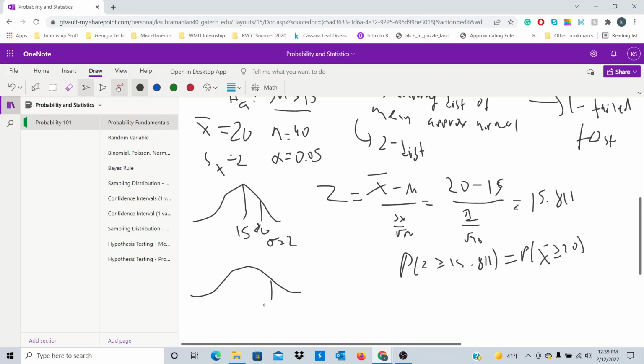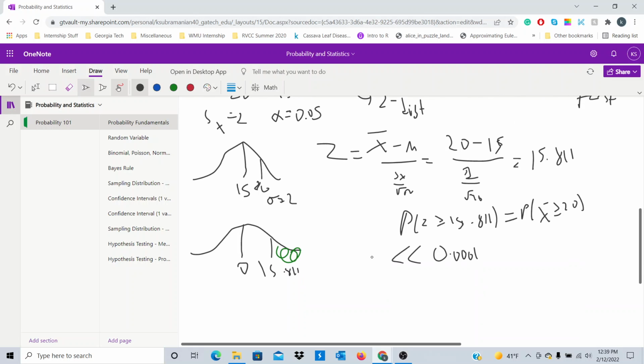So basically, what we're trying to do is find this area here in green. And this point here is 0 because we're using the standard normal distribution. Even if you try looking in a z-table, 15.811 is an extremely high z-score, right? And this probability is very, very small, probably less than 0.0001, right? So our p-value is extremely small, much smaller than probably 0.001, right?